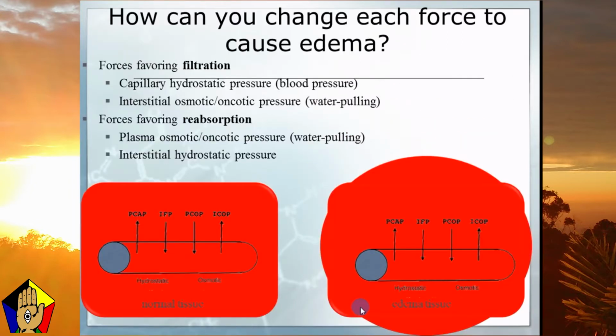Right. I really want you to remember these hydrostatic and osmotic pressures. So go back and look at Starling's hypothesis again if you need. But any change of these four things can cause edema. So how can you change each force to cause edema? In other words, what could happen to your blood pressure that would cause it to push more water out of the blood vessels and into the tissues?